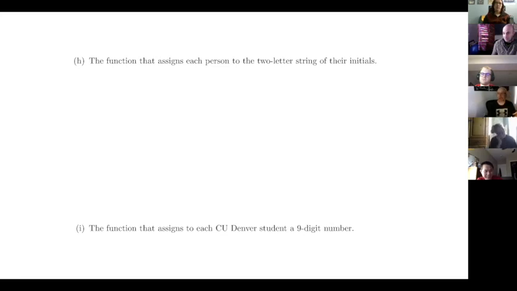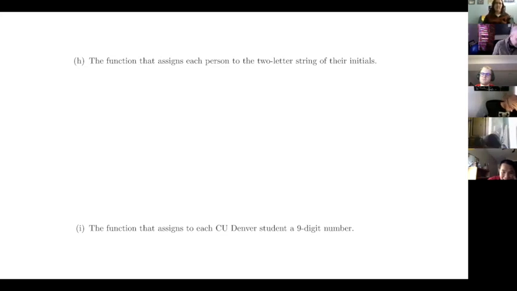Not injective. Right, not injective. Yeah, and Alex is always a good counterexample with myself. We would both get mapped to AS. That's right. So that is not going to be injective.